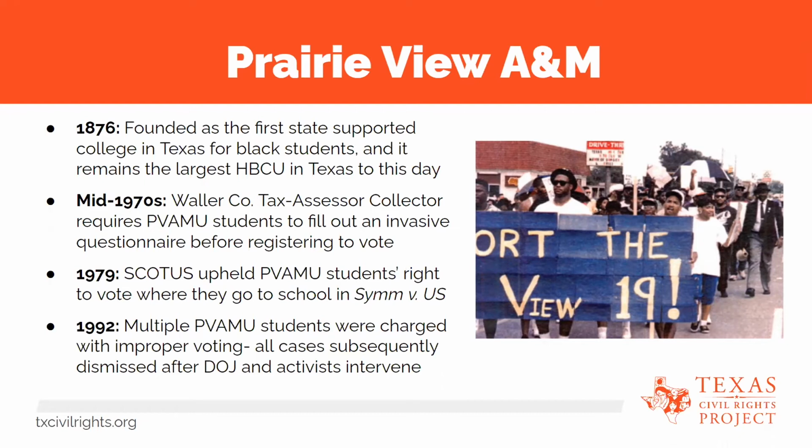We're going to skip ahead a few years to 1992, when multiple Prairie View A&M students were charged with improper voting. And as an aside here, part of the issue was that Prairie View A&M's campus was found to be so gerrymandered that students who simply moved from one dorm to another could find themselves in an entirely different voting precinct. And then due to intervention by both activist organizations and the Department of Justice, all 19 of those students charged with improper voting, all of their cases were subsequently dismissed.